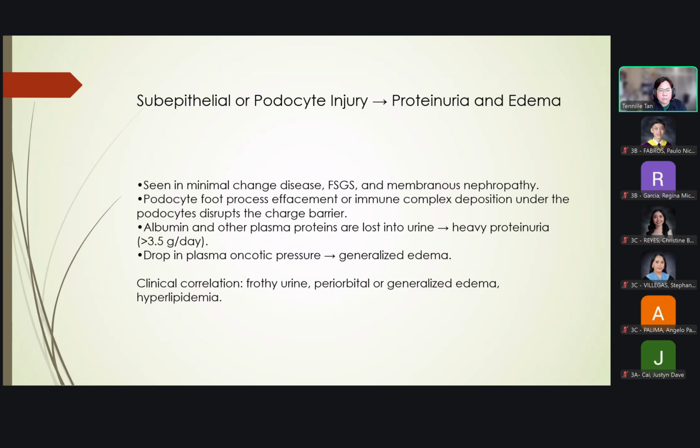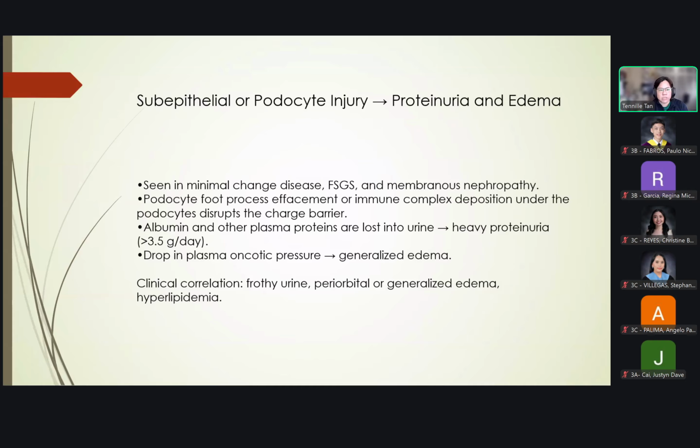So this leads to albumin and other plasma proteins being lost in the urine, and that will have you see heavy proteinuria, meaning more than 3.5 grams per day. Eventually, there will be a drop in the plasma oncotic pressure, and then the patients will present with generalized edema.